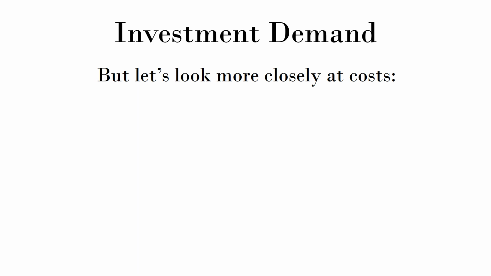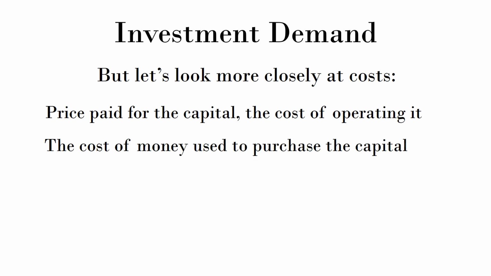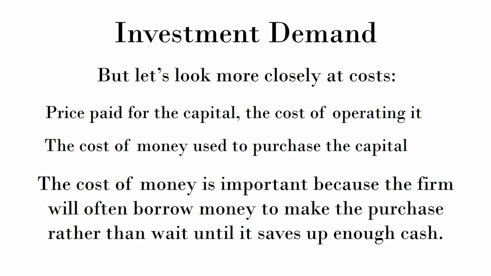But let's look more closely at the cost of an investment. What goes into computing the cost of a piece of capital equipment? One, of course, would be the price paid for the capital. Another would be the cost of operating it. And a third would be the cost of money used to purchase the capital. The cost of money is important because the firm will often borrow money to make the purchase rather than wait until it saves up enough cash.